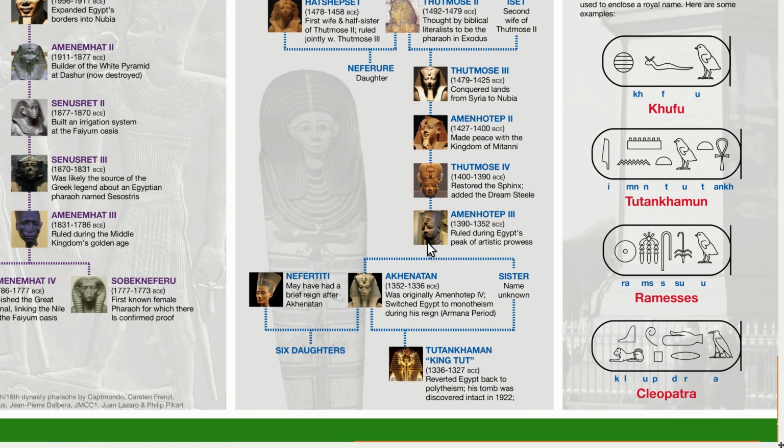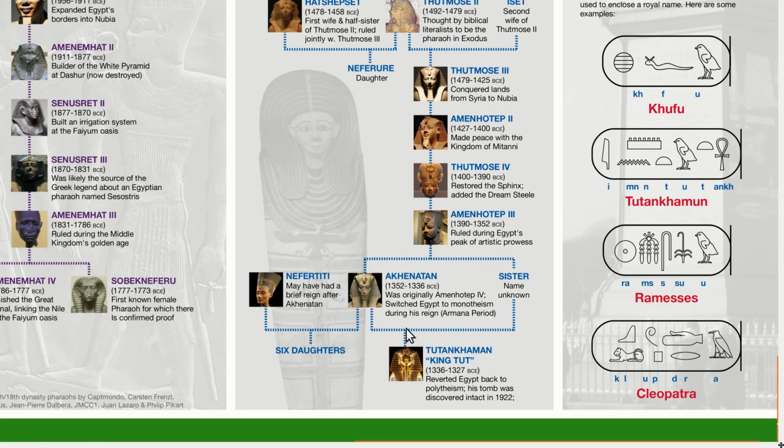But here at the bottom is where we get some well-known names. So Amenhotep III had a son named Akhenaten. Actually, originally he was known as Amenhotep IV, but he famously switched Egypt from polytheism, the worship of many gods, to monotheism, the worship of just one god. And he changed his name to Akhenaten. The period when he reigned is called the Amarna period of Egyptian history. And his wife was the famous queen Nefertiti.